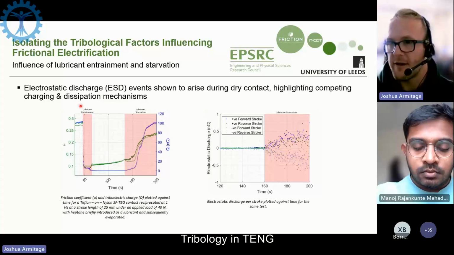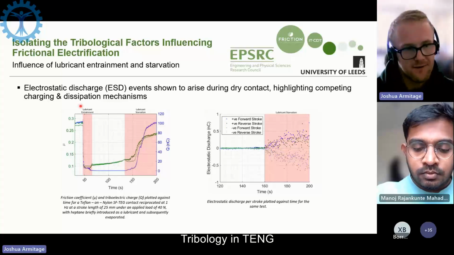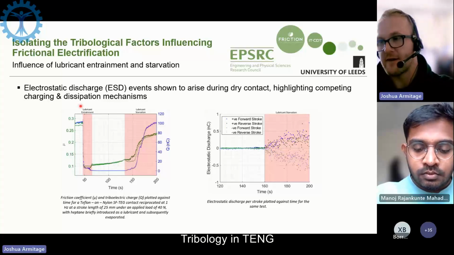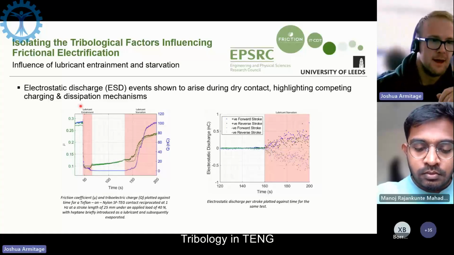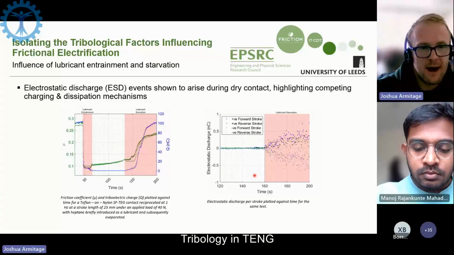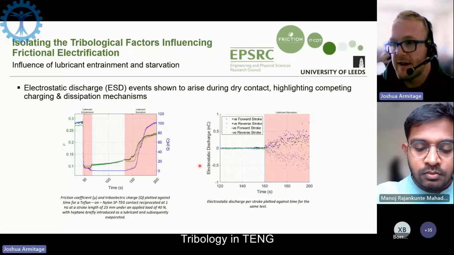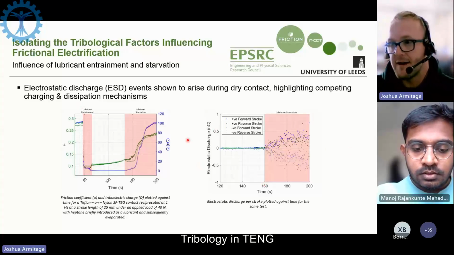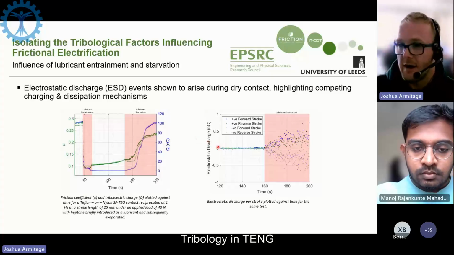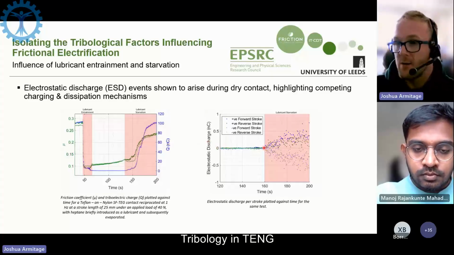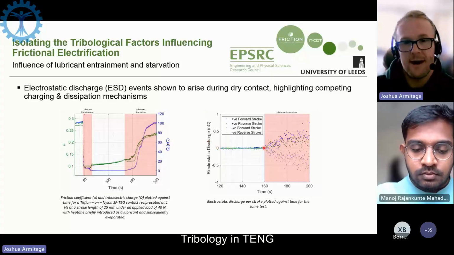But as that heptane evaporates away and it's being starved from the contact, we then do see an increase in friction over time, but we also see that charge being built up again over time. And another thing to notice is when I go to measure the electrostatic discharge events for these contacts, we see that when lubricated, we have no events. And once that lubricant starts to dry away, we start to get more of those discharge events happening.